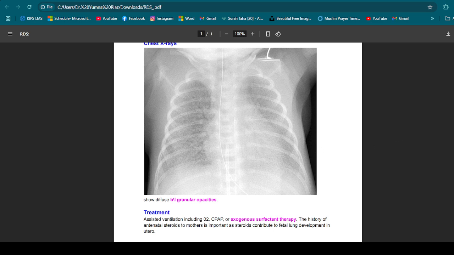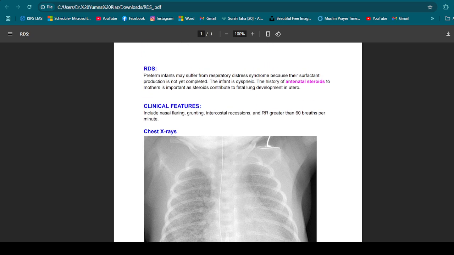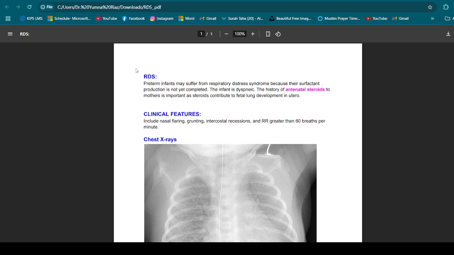Treatment. Treatment includes assisted ventilation, that is oxygen, CPAP, or exogenous surfactant therapy. In TTN, the condition was benign and self-limiting, and it resolved in 48 hours. But here you have to give the treatment, and the child is more sick as compared to TTN. So this is about RDS, and other differential diagnoses of RDS include meconium aspiration syndrome, neonatal pneumonia, and TTN.